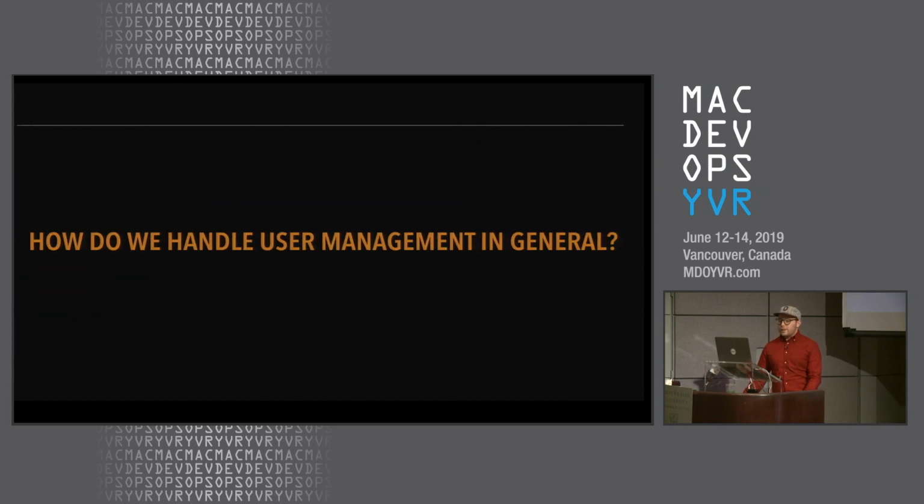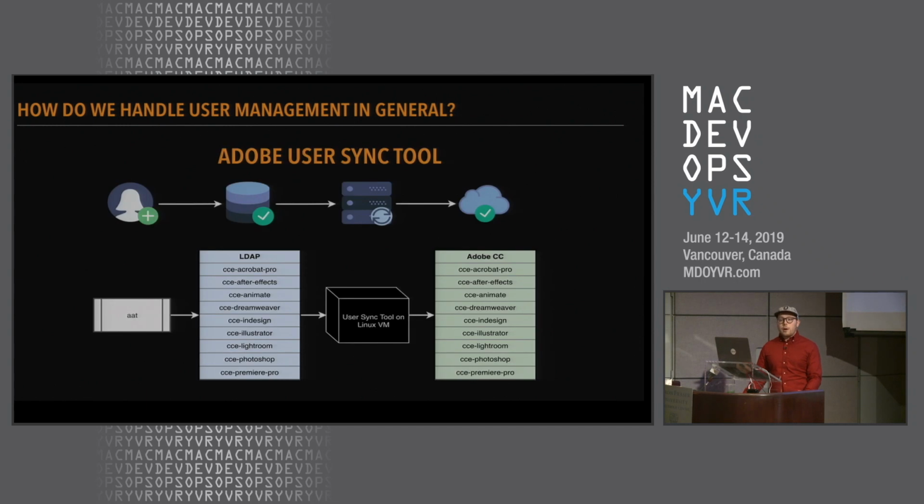How do we handle user management in general? Some of you are probably familiar with this thing that Adobe gives you. It's called the Adobe User Sync tool. And basically what it does is it acts as an intermediary between your directory and Adobe's servers. So we run it on a Linux VM. AAT, I'll talk about what that is a little bit in the presentation, but you can see we have all of these groups in LDAP, one for each Adobe product, and then the user sync tool maps those groups to equivalently named groups in Adobe Creative Cloud. And so it just syncs the membership of those groups to the memberships in the Adobe groups.